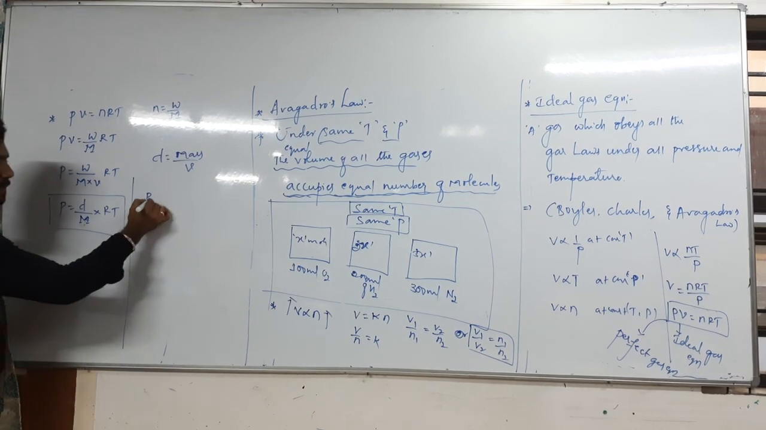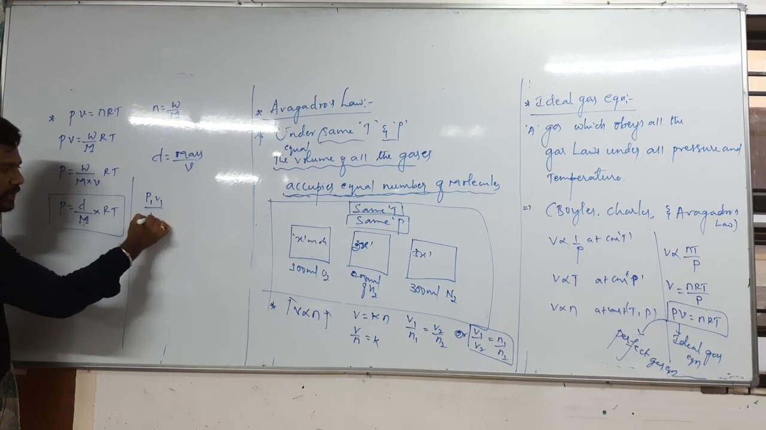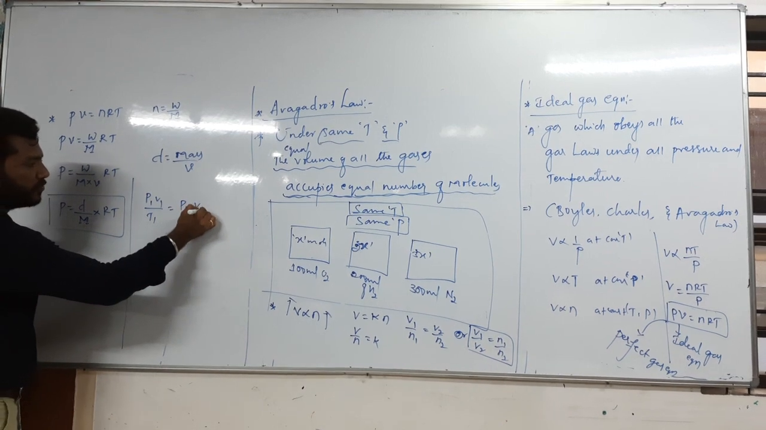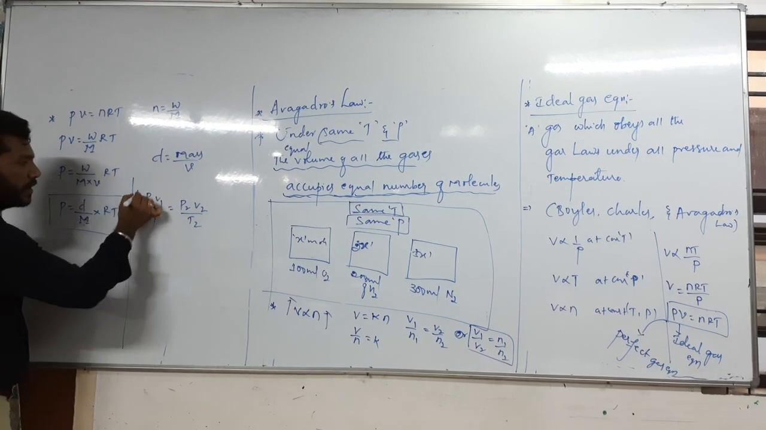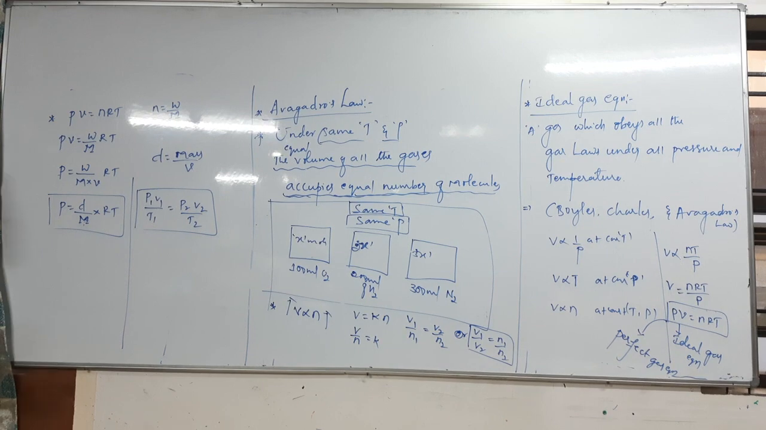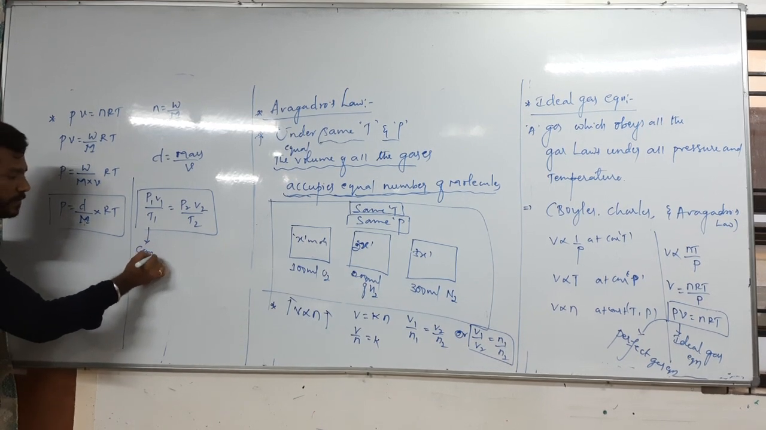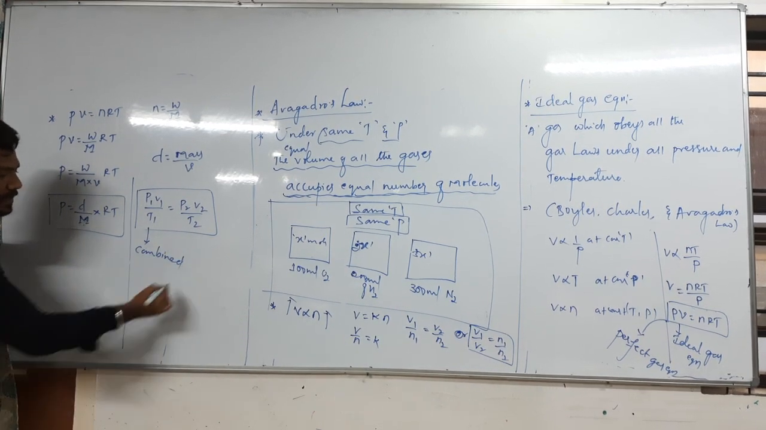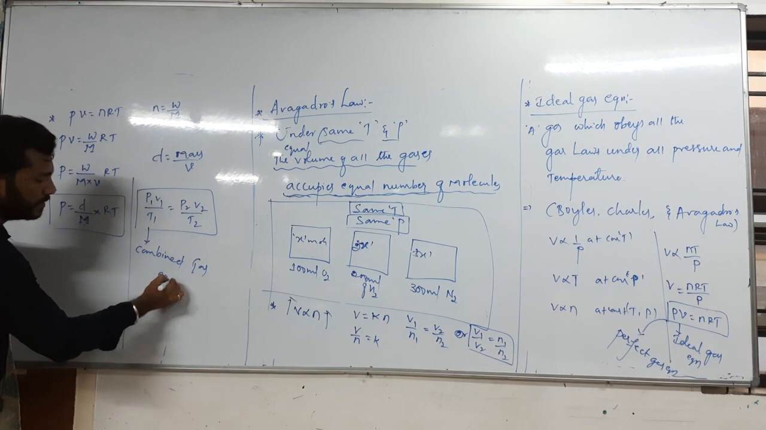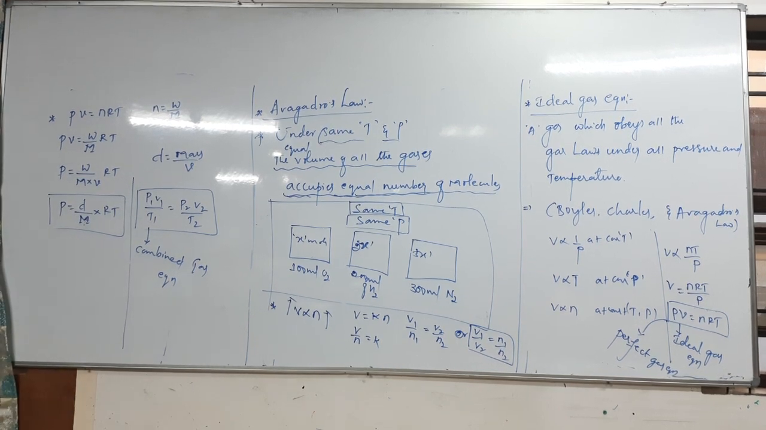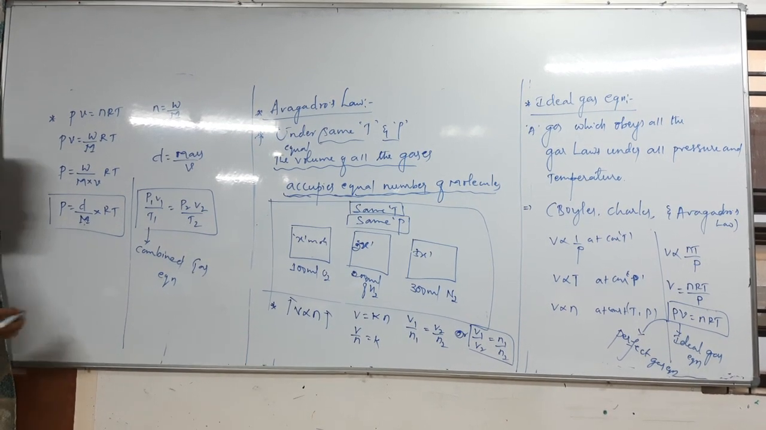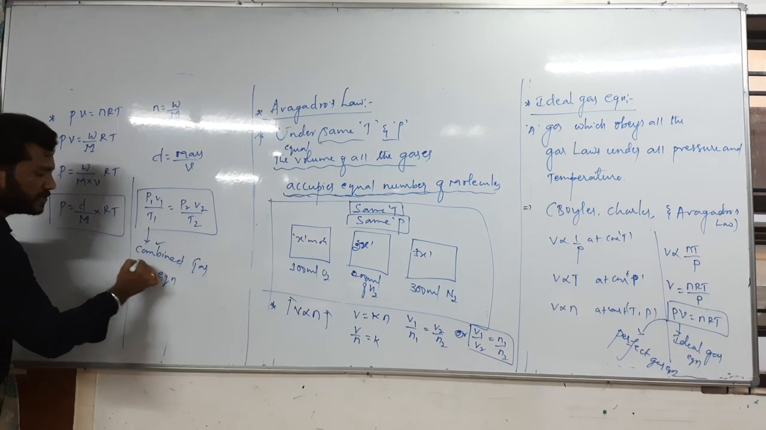So P1 V1 divided by T1 equals P2 V2 divided by T2. Since P1 V1 divided by T1 equals P2 V2 divided by T2, this is the combined gas equation. So P1 V1 divided by T1 equals P2 V2 divided by T2. Yeah, this is what we call the combined gas equation.